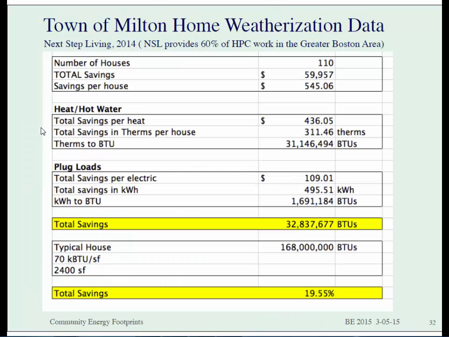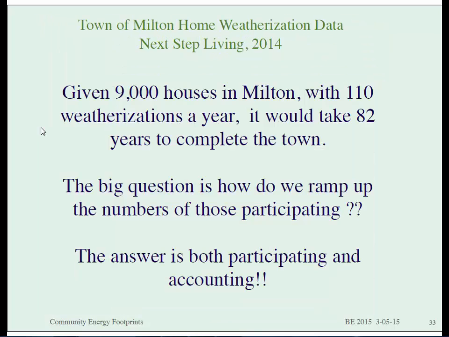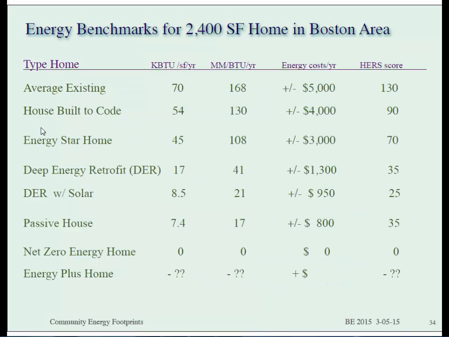This is just using some of the data from Next Step Living and looking at, based on values that they're estimating, what the actual savings is, and we're showing about 20% given their measures. So, like I said, if we have 9,000 households and we're only getting 110 a year, it's going to take 82 years to get to our goal. So that's not really going to work. Our challenge is more on the advocacy part now.